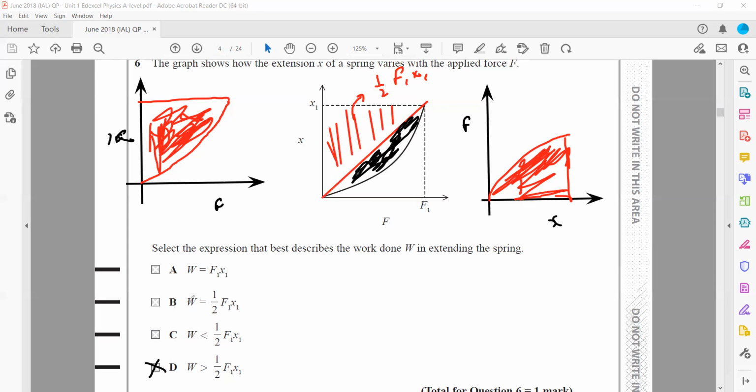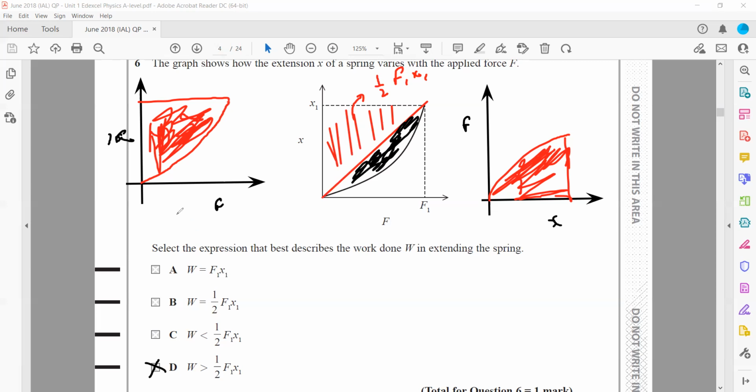So area under the graph will give us the work done on the spring or work done by the spring. But remember, whenever you draw a perpendicular, you should draw it on the x-axis, the extension axis, to work out the area under the graph. And as you can see, this area exceeds the area of the triangle. That's why we are saying that the work done will be greater than half F1 into x1.